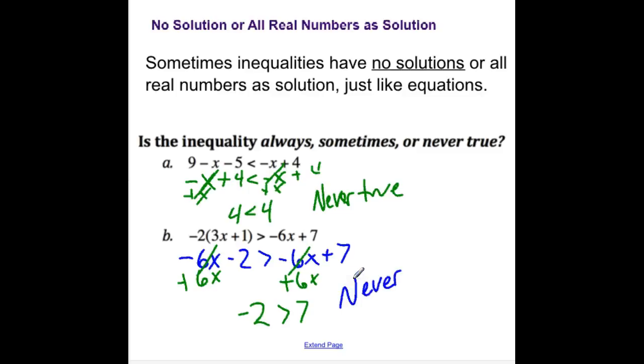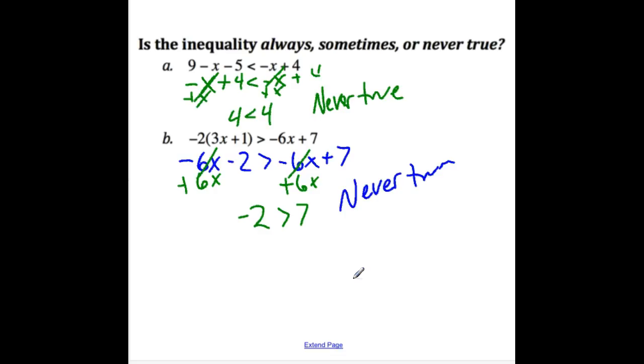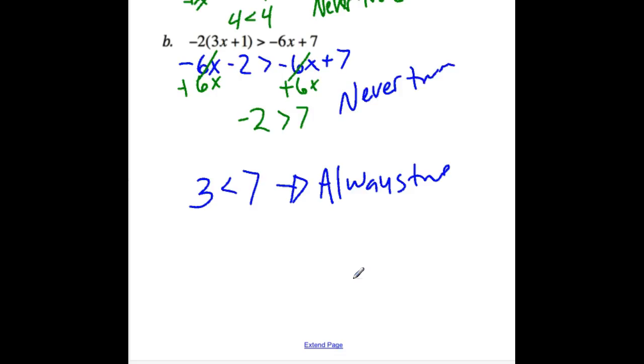Where you might end up with an always true statement is if you have something like 3 is less than 7. 3 is always less than 7. This would be always true. Where you might end up with something being sometimes true is if you end up with a statement like x is greater than 5. That is sometimes true. It obviously has a range of data where that would work. So this is your sometimes true example. And that was part A of lesson 1-5 for Algebra 2.